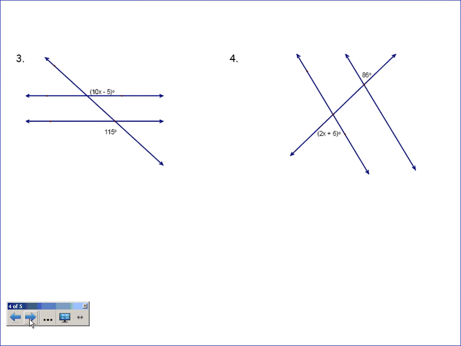Number 3. Carrington, what's the relationship? Are they on the same side or alternate sides of the transversal? This is the transversal. Opposite sides, so that would be alternate. Are they on the inside of the parallel lines or the outside of the parallel lines? Outside, so we call the outside the exterior. So these are alternate exterior angles.